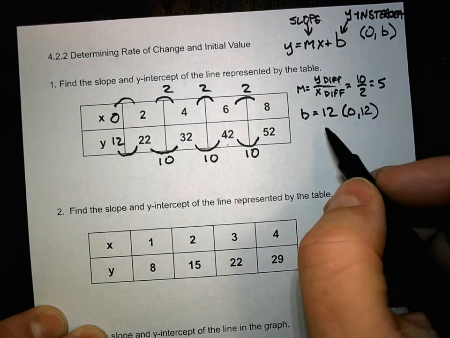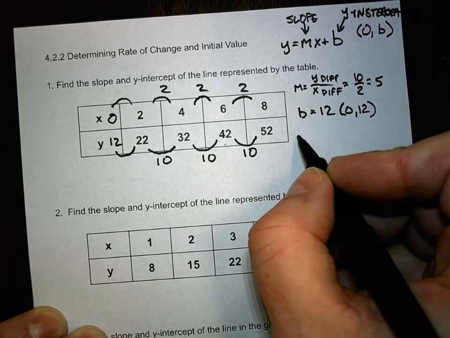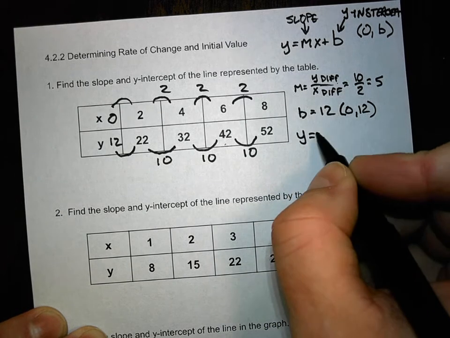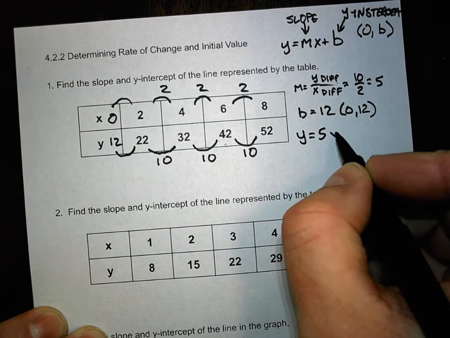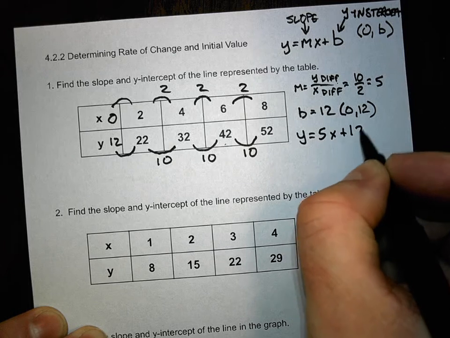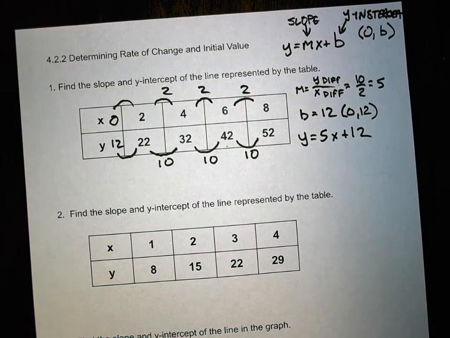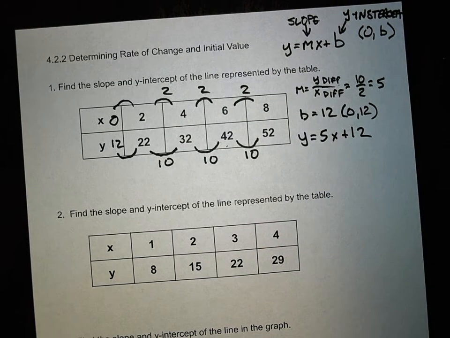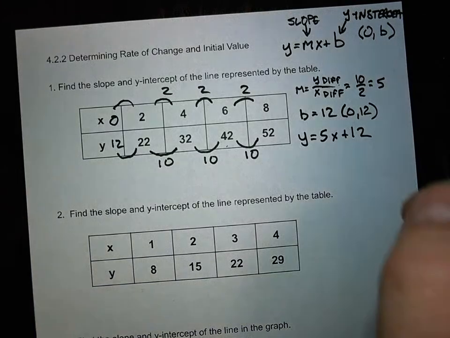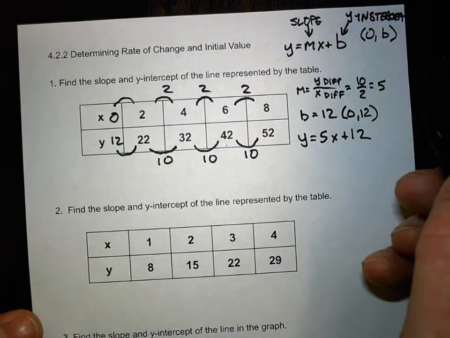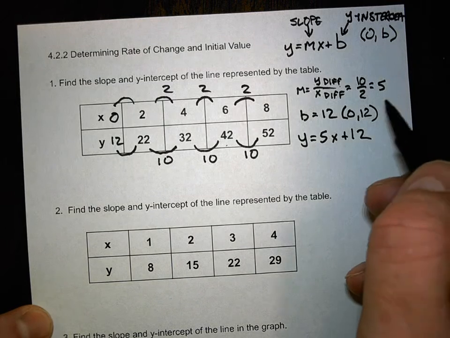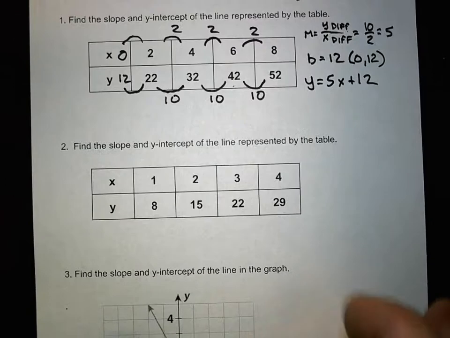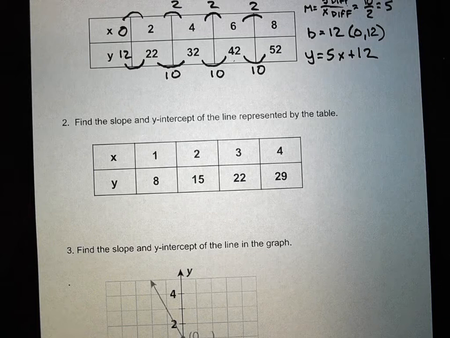So now I can write my equation, right? So y equals 5x plus 12. Whoa. You see how fast that went? Where'd you get 5? 5 we got from the slope. Do you remember that? So let's introduce an equation.